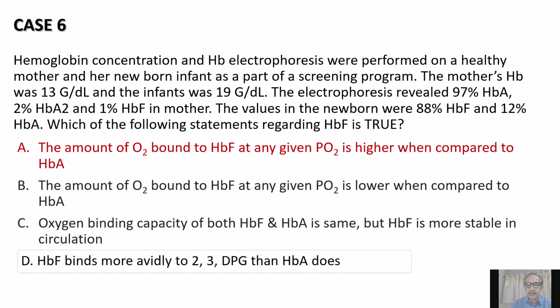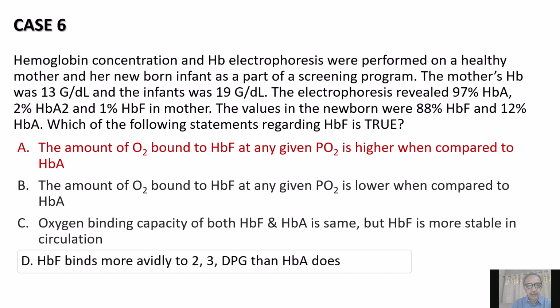That means the curve is shifted to the left. The curve is on the left side. So the second is obviously not correct. This is true of HbA. The third, about oxygen binding capacity, is not correct at all. Stability is not the question here. It is mainly to do with the oxygen binding and dissociation.